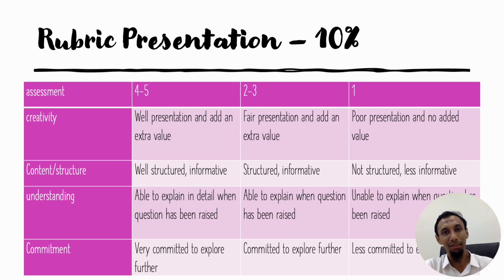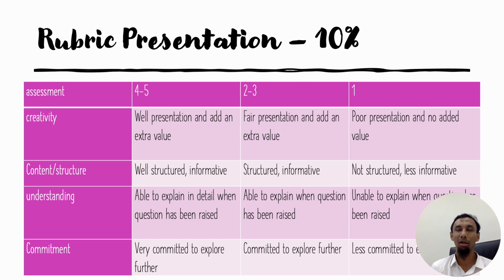For the content structure, same thing. You have 4 to 5 for well structured and very informative, then 2 to 3 for structured and informative, and then 1 for not structured and less informative. Understanding is whether you are able to explain whatever question is raised by me, for example. 4 to 5 is able to explain in very detailed manner, 2 to 3 is basic, and then 1 is unable to explain. And then for the commitment, very committed to explore further.